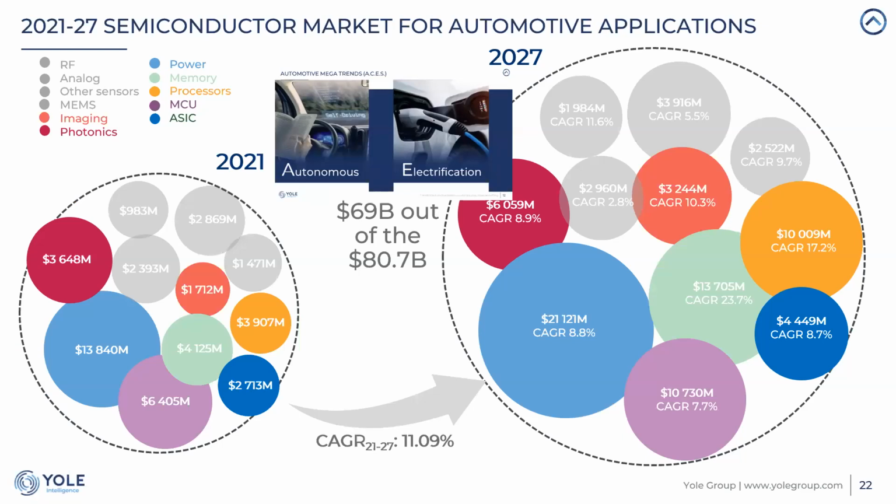Anyway, if we consider only two trends, autonomous and electrification, we can see that most of the pie chart I showed previously, in this chart, there are already most of the components that will be dedicated to either autonomous vehicle or electrification. So it will be imaging, photonics, power, memory, processor, MCU, and ASIC. And all this technology will represent almost $70 billion out of the 81 billion for all the semiconductor technology in a car in 2027.